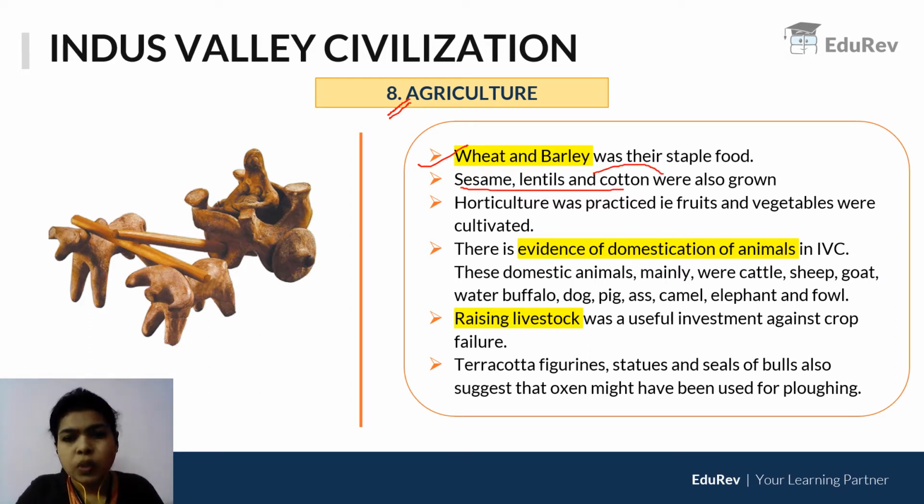Of course, please do not forget the role played by cotton. Cotton was the prominent crop that was used for weaving, as part of the cloth. So when you're talking about the fabric that was prominently used, try to remember it was cotton. And horticulture was also practiced, that is, fruits and vegetables were grown.